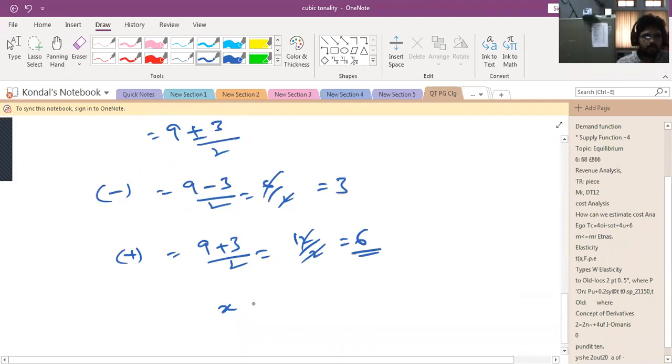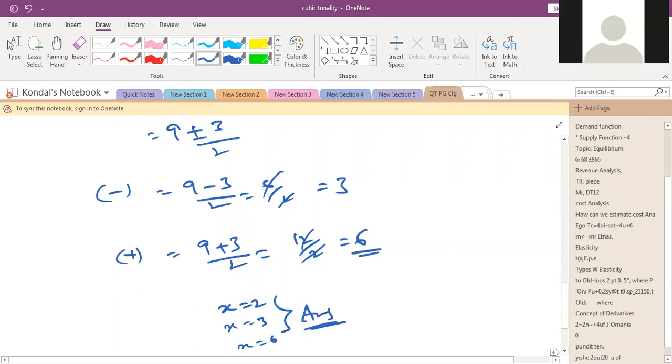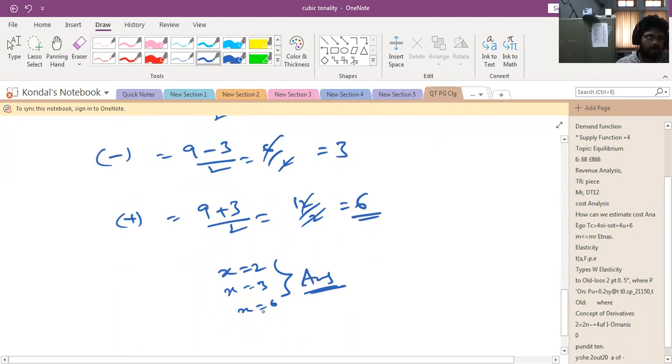Here, x is equal to, first when we were doing the trial and error method, x is equal to 3, and x is equal to 6. So these are the answers. Let me know whether the answer is right or wrong. How do you check it?